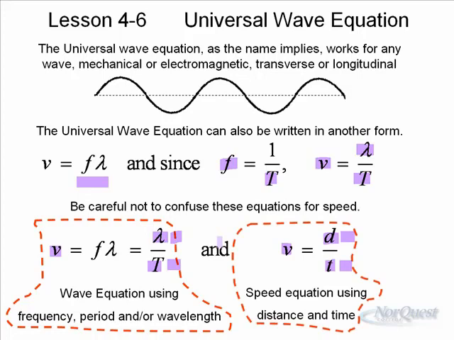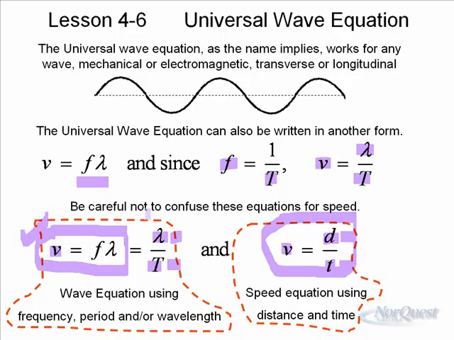So we'll get some practice using the universal wave equation. It's fairly straightforward because it is quite a simple little equation. This is normally the form we'll find it in. And in practice equations, just keep in mind that this equation works for distance and time. This equation works for frequency and wavelength. And they may seem similar, but they actually are quite independent of each other.